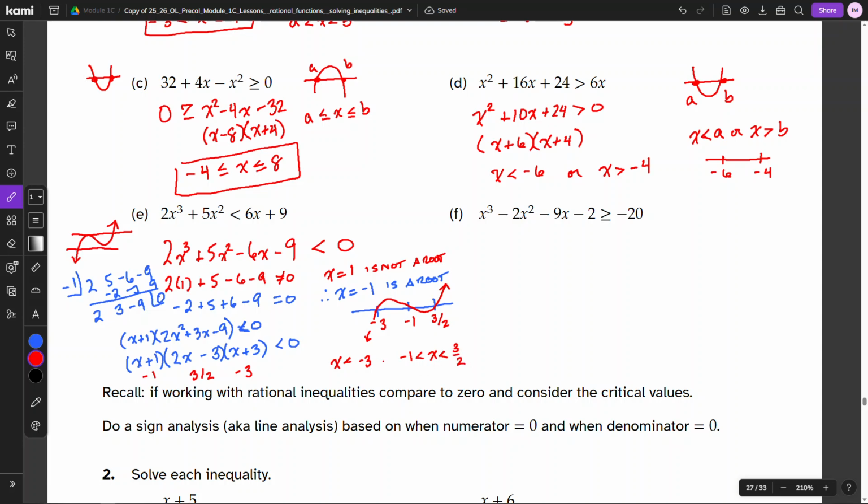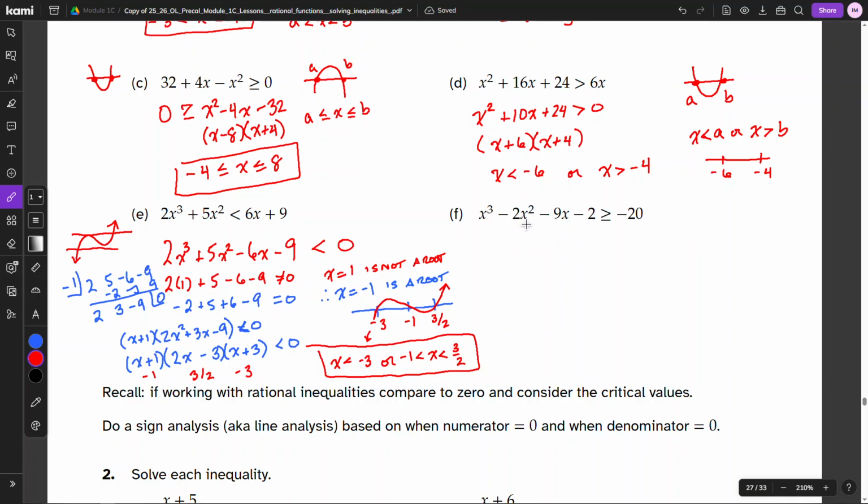And if I want to know when I'm going to be less than 0, that's going to be when x is less than negative 3, or when x is between negative 1 and positive 3 halves. All right, so why did we go over the emphasis on drawing your graphs, understanding the basics? Because that's how we can then solve inequalities more rapidly. So we'll look to the next one.